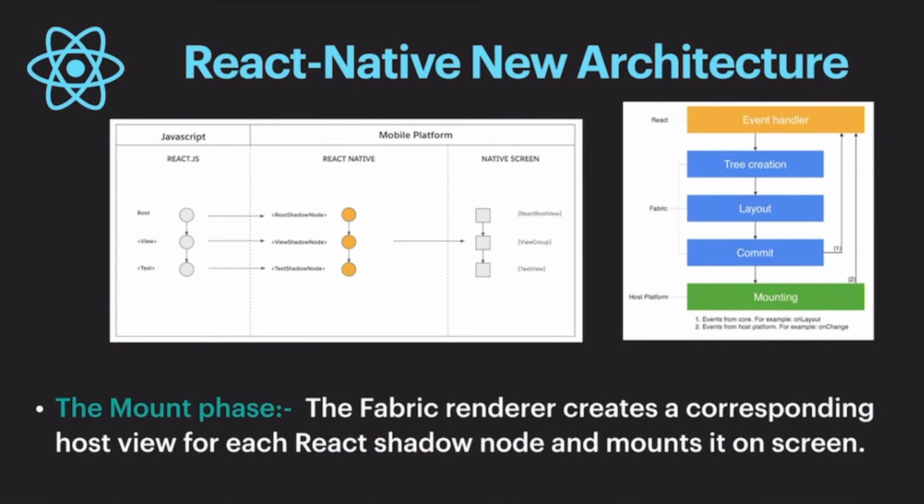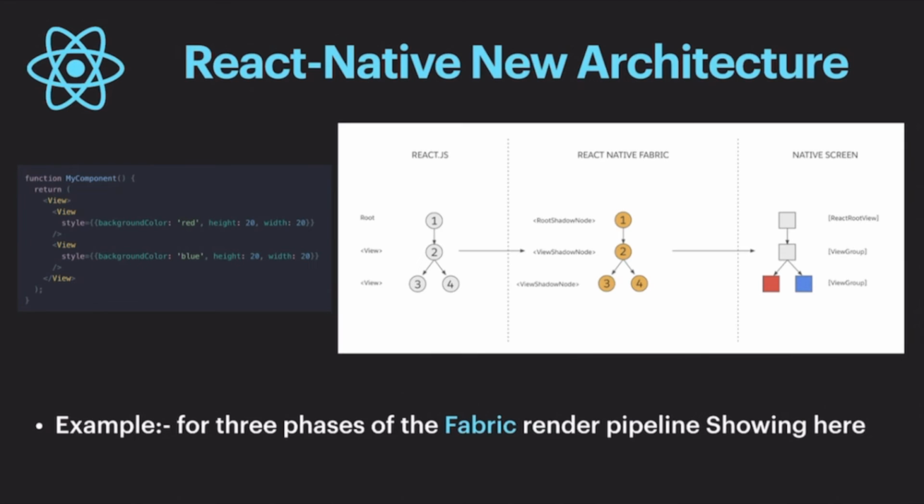The Fabric renderer creates a corresponding host view for each React shadow node and mounts it on the screen. So based on the React shadow node, a host view is generated and mounted on the screen. Here is a complete example of the three phases of the Fabric render pipeline.